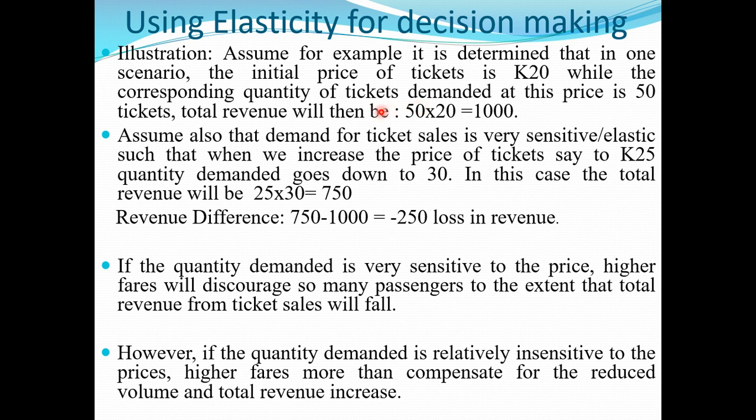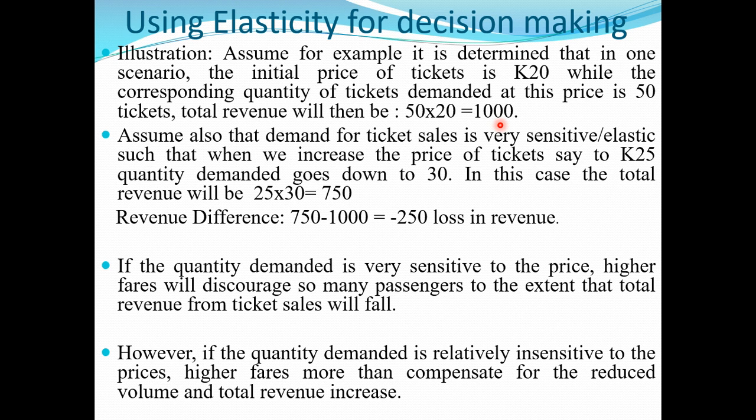Okay, so total revenue that you are going to realize is just price times quantity. So total revenue is equal to price times quantity. So the total revenue that is going to be realized is just 50 by 20, which is 1,000 kwacha. So you've made 1,000 kwacha from your show.